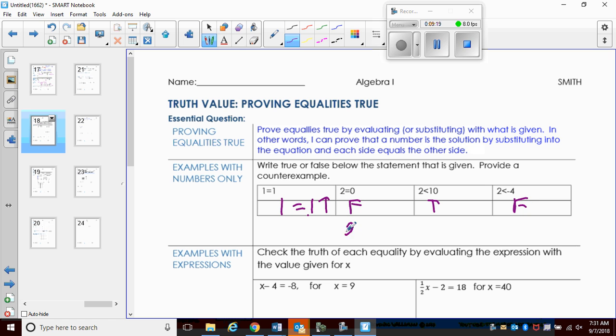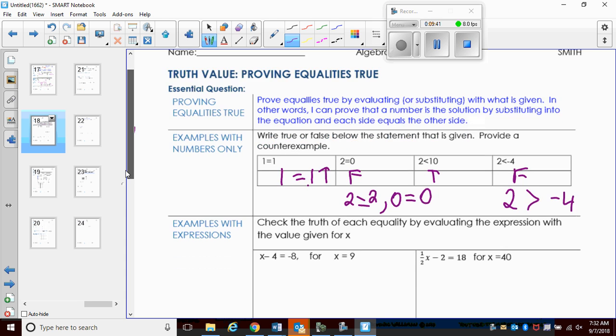So 2 actually equals 2. These are facts. And 0 actually equals 0. They don't equal each other. And here, what's false? 2 is actually greater than -4. It's an opportunity to check on our knowledge regarding greater than and less than symbols. Okay?